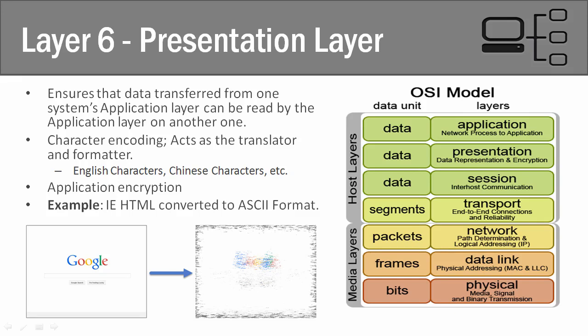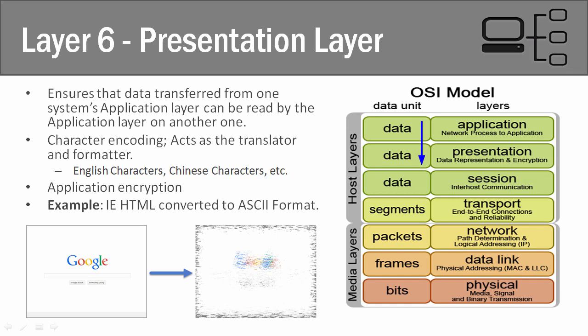So we started with layer 7, now we're going to move down to layer 6 of the OSI model, and that is the presentation layer. So we've gone down one layer. So what does the presentation layer do? Well, in a nutshell, it deals with data representation and encryption. So what do I mean by data representation and data encryption? Well, that's exactly what it does.